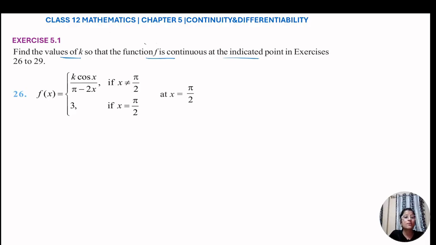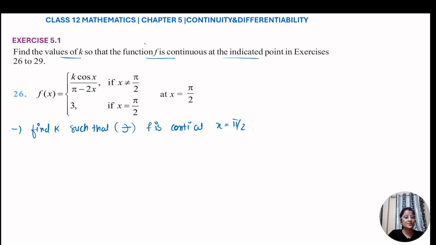First of all, understand what your question is demanding. I will write it here. The question is demanding that we find k such that the function is continuous at x equals pi by 2. That means find k such that, and for "such that" you have a proper symbol in mathematics, like a reverse e, like this. Such that f is continuous at x equals pi by 2. Okay, now let's do this.